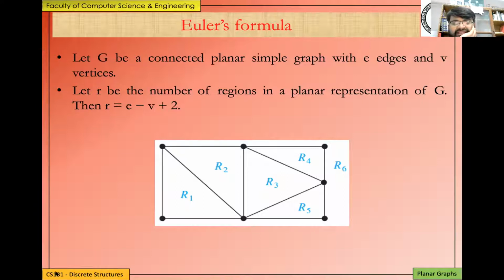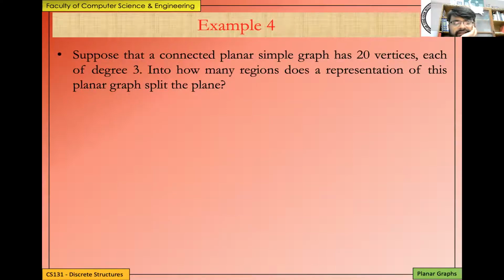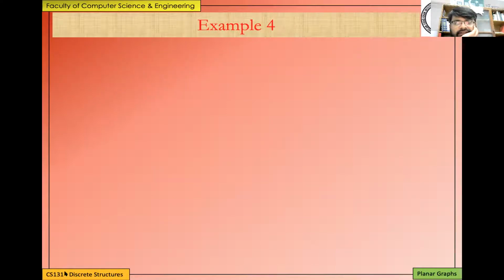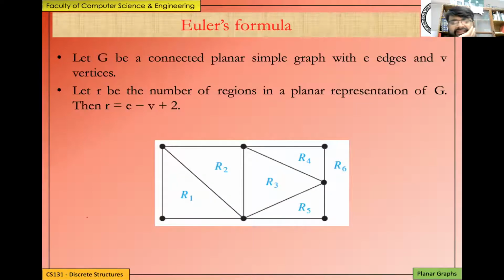And Euler's formula is really simple in the sense that it uses R is equal to E minus V plus 2. It just uses this formula to determine the number of regions. So you just need to count the number of edges and the number of vertices, and if this is a planar representation, meaning no line is crossing another line, there's no intersection, then the number of regions is simply the number of edges minus the number of vertices plus 2.